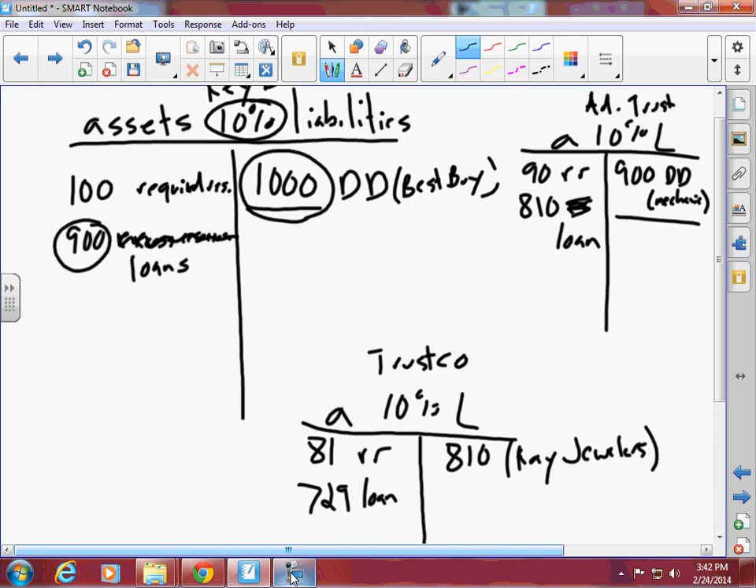Now, you would follow this process. You would keep doing this all the way through. 729 would get loaned out, would get redeposited. 10% of 729 is required reserves. They'd loan out the rest. It would go all the way through. Fortunately, you don't need to do that, because what you're going to use going forward is the money multiplier to kind of figure this stuff out.